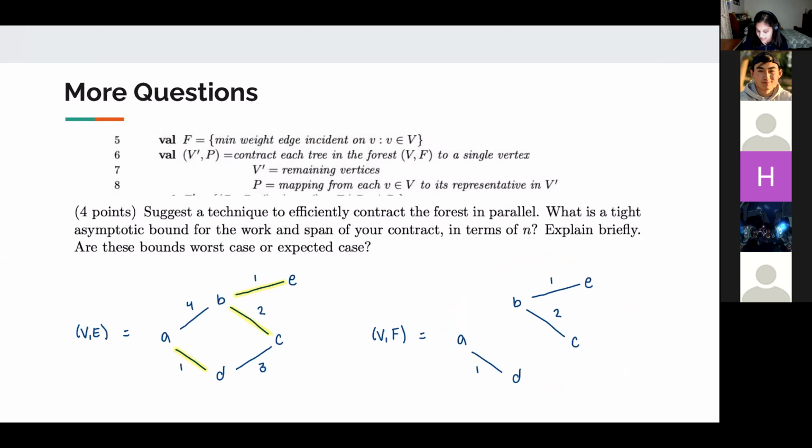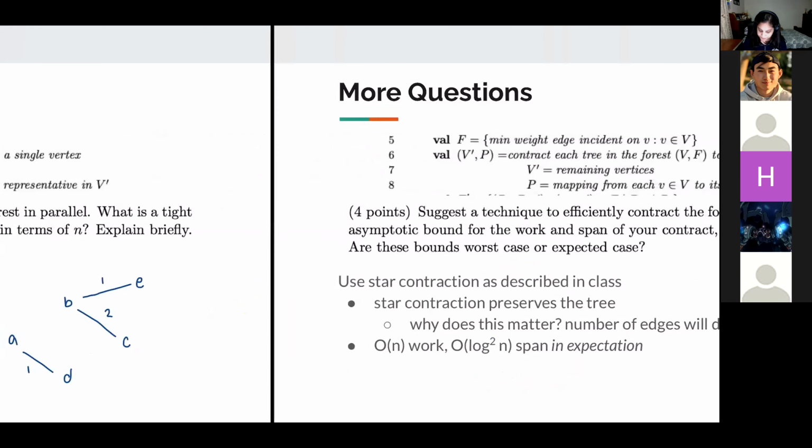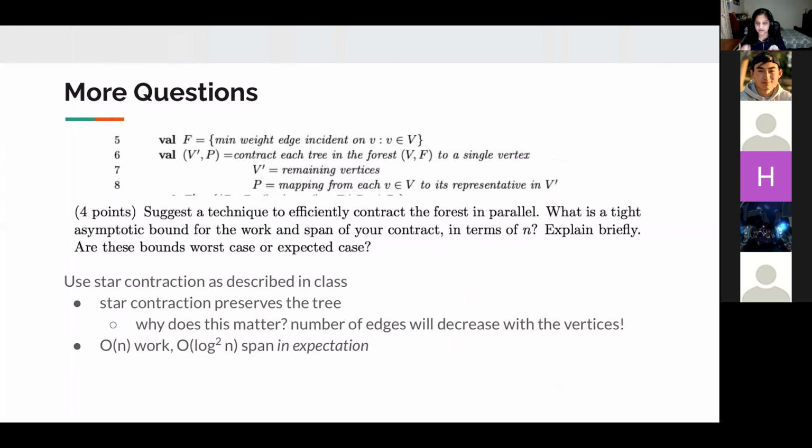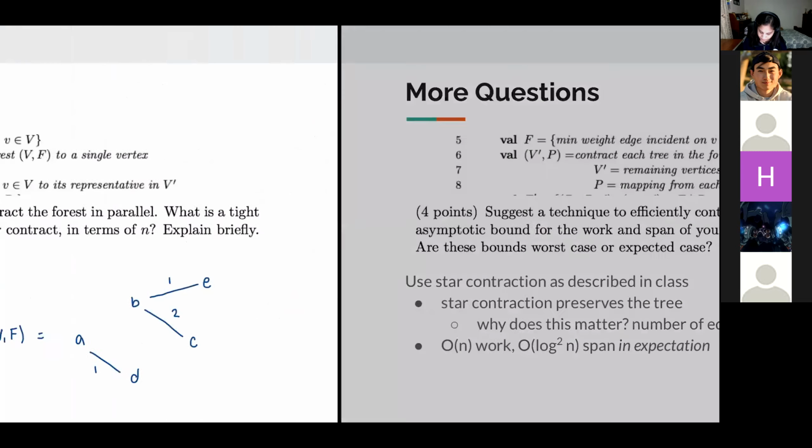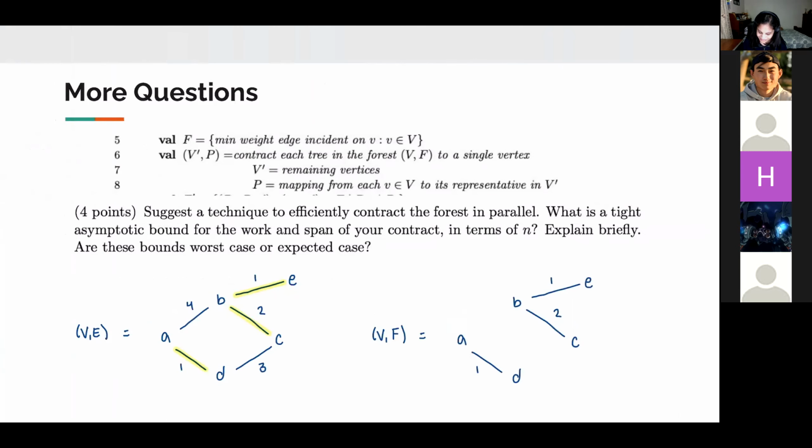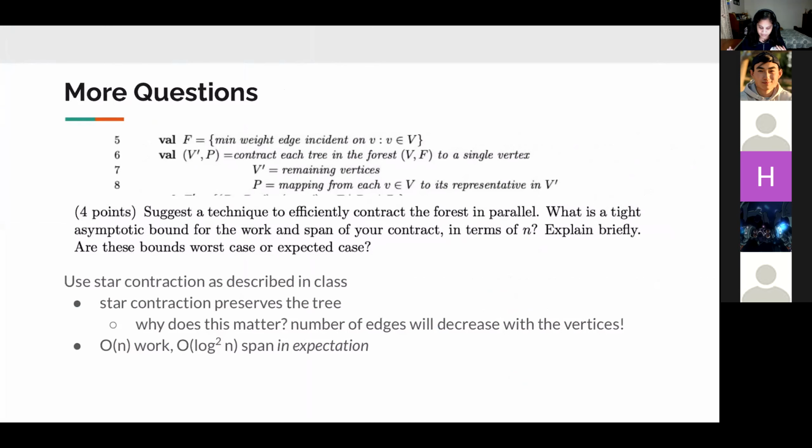So what we can do in this case is perform star contraction as we've described in class. So we're going to contract all of these trees using star contraction until there's one remaining. And the cool thing about star contraction is that it preserves the tree invariant. So if I do star contraction on a tree, the quotient graph from star contraction will still be a tree. So why do we care about this? The reason we care is that it means the number of edges will decrease with the vertices. So we can stop when there's no more edges.